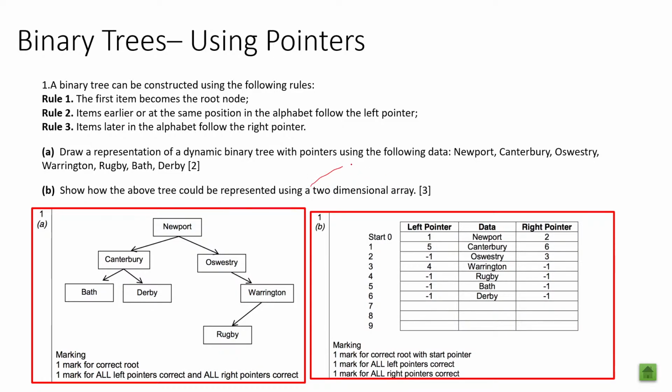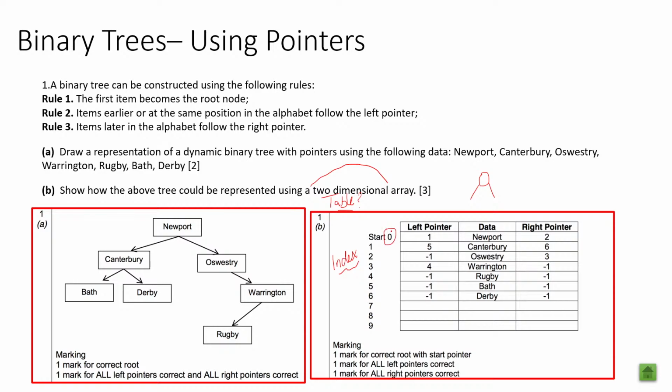You read 2-dimensional array and you start to panic. Don't do that. 2-dimensional array is just a table. Whenever you read 2-dimensional array, just think table. Left pointer, right pointer, data. Yeah? Root node, left, right. That's it. That's what the table's representing, right? Then, each row is the index position.